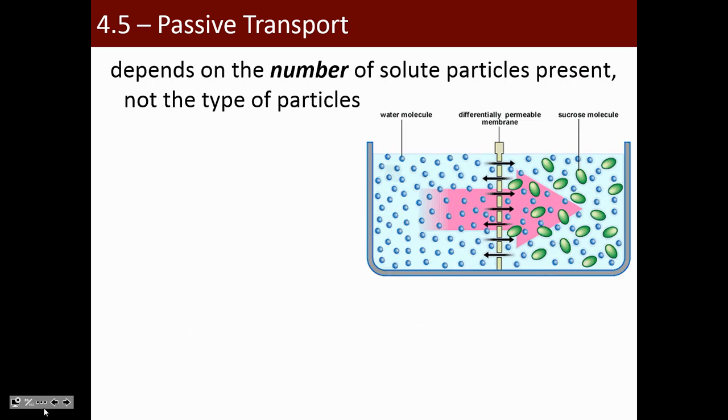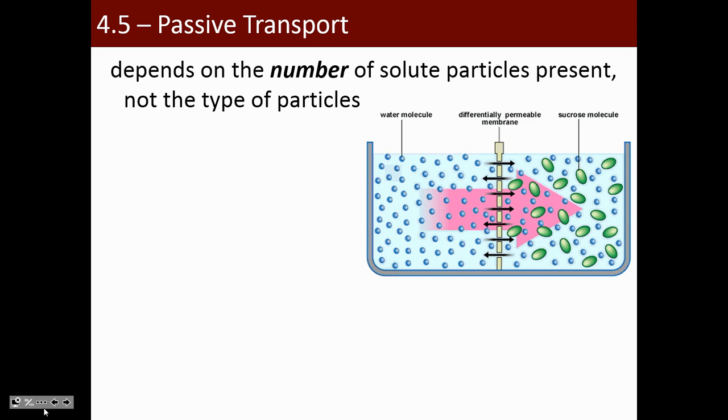So when we talk about osmosis, osmosis is going to depend on the number of solute particles that are present as opposed to the kind of solutes. So when we're talking about these examples, we're looking at some pretty generic examples, but we're trying to get you to think about how this process happens in your cells, which are really complicated, right?